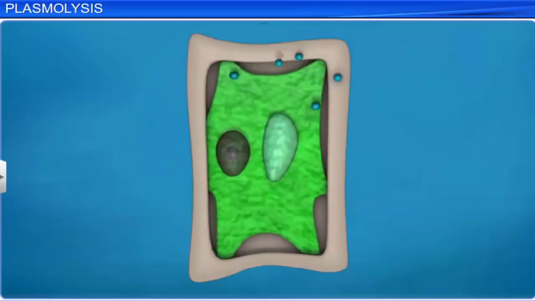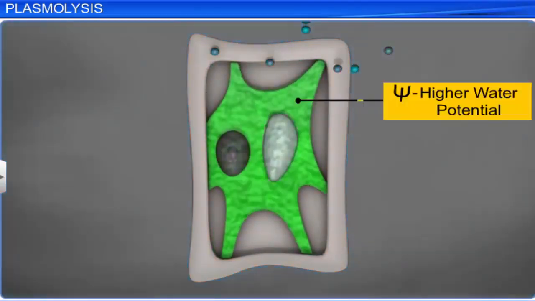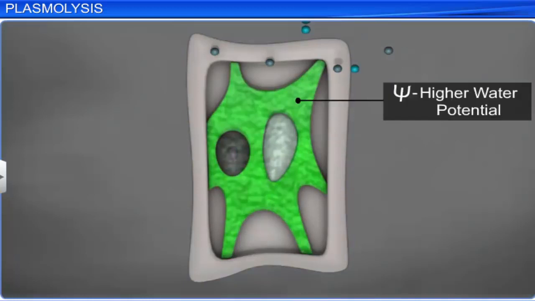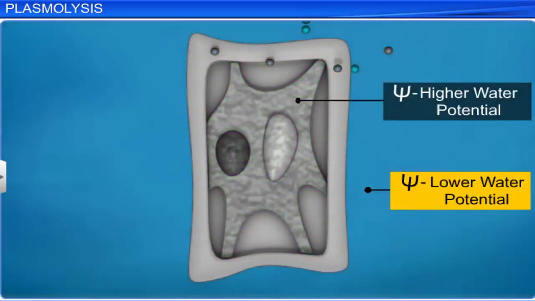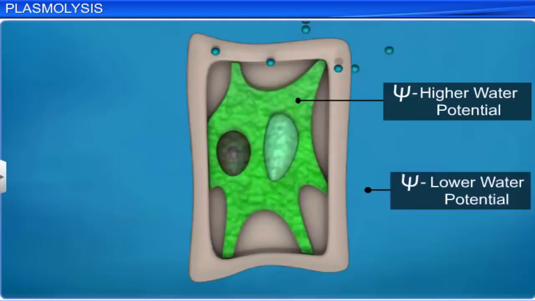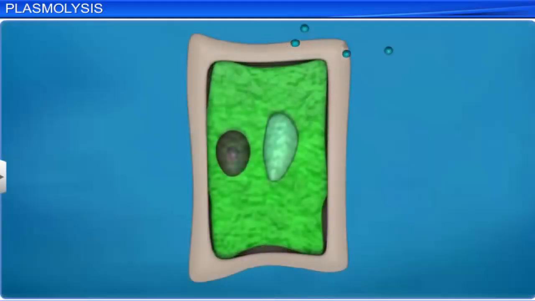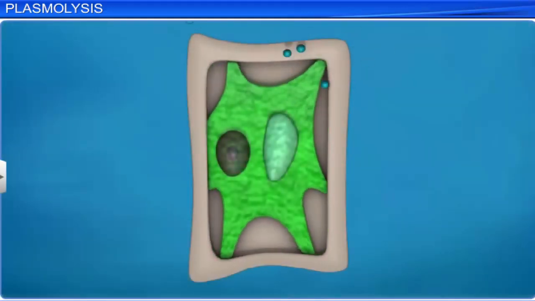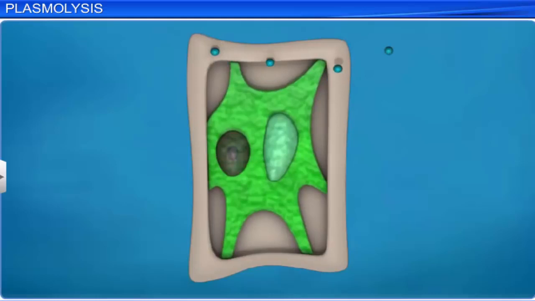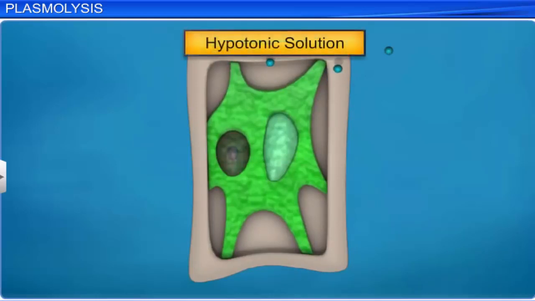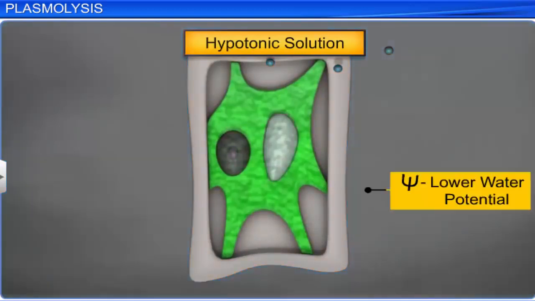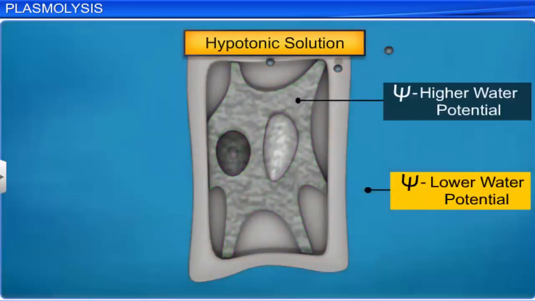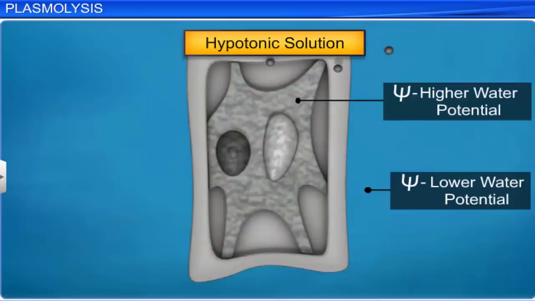This movement of water takes place from a cell which has higher water potential to an area outside the cell that has lower water potential. However, plasmolysis is a reversible process. When plasmolyzed cells are placed in a hypotonic solution, that is, a solution with less solutes and higher water potential, water moves from the solution into the cell.